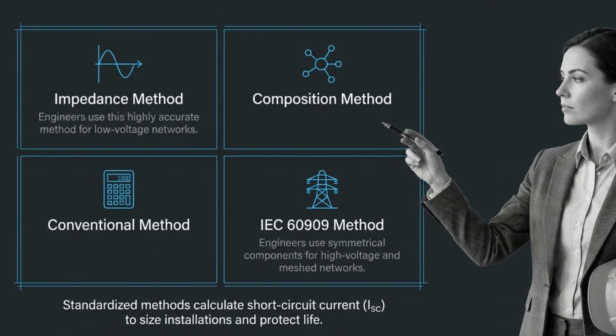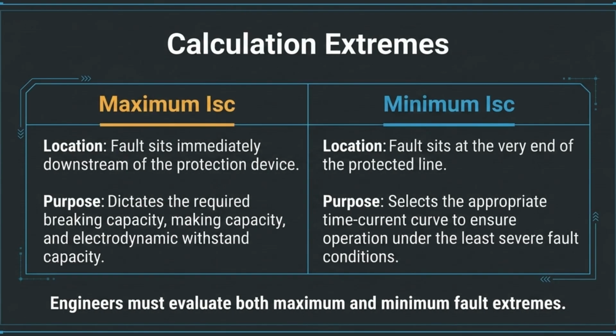Engineers rely on standardized methods to calculate short-circuit currents. These include the impedance method, the composition method, the conventional method, and the IEC 60909 method, each tailored to specific network types to ensure installations are sized correctly for safety. Evaluations must consider two extremes: the maximum fault current, which determines the required breaking capacity of protection devices, and the minimum fault current, which ensures the system can correctly detect and clear faults at the end of a line.